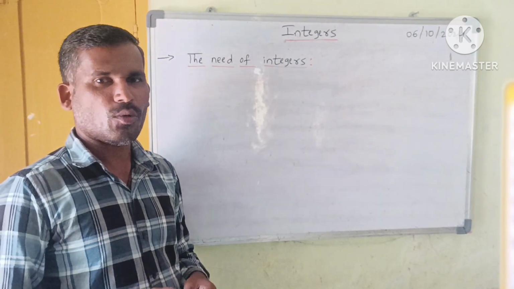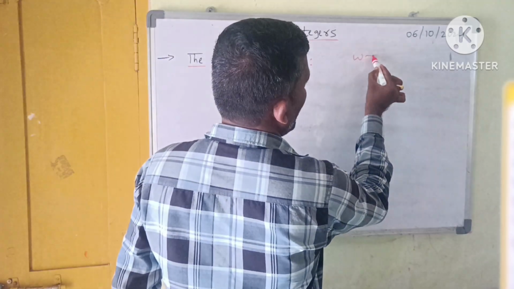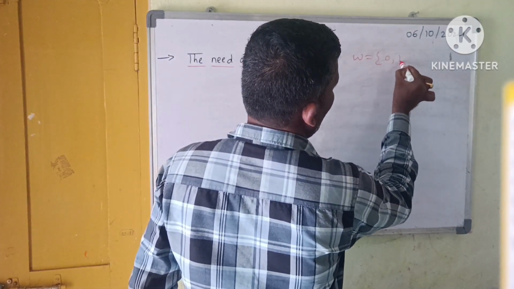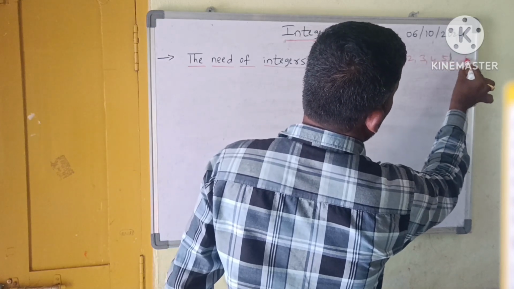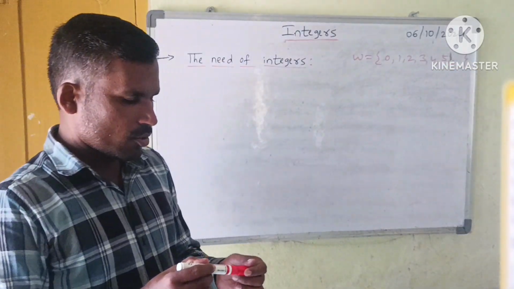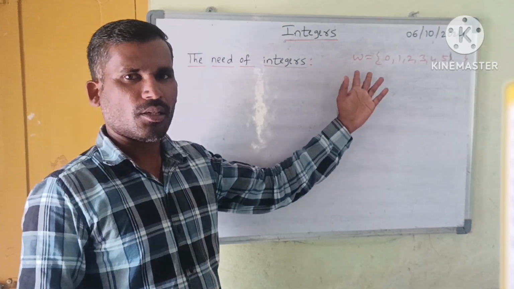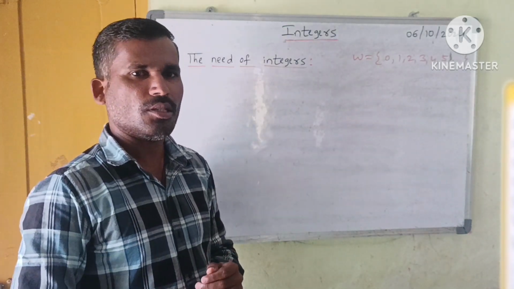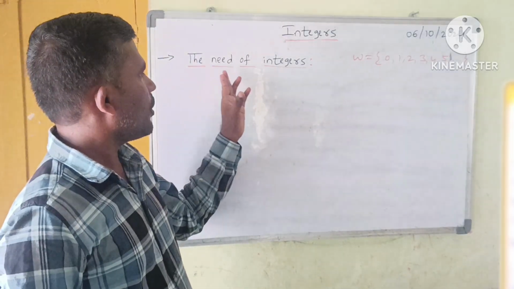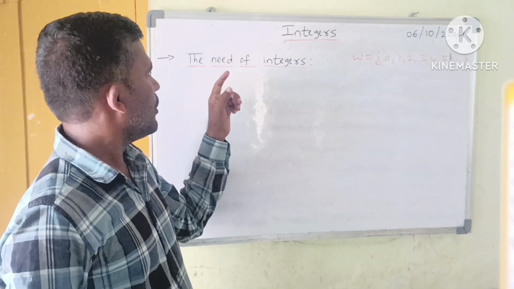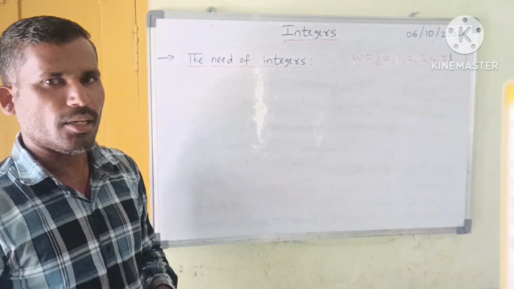In the previous classes we learned the whole numbers and the natural numbers: 0, 1, 2, 3, 4, 5 and so on. In the whole numbers we did the addition, subtraction, multiplication and division operations. So why do we need integers? Now I am telling you here.